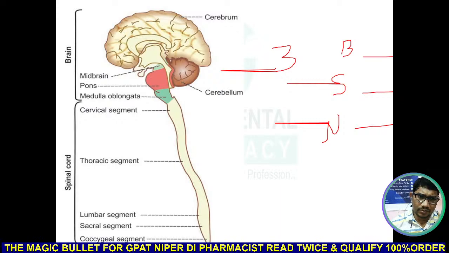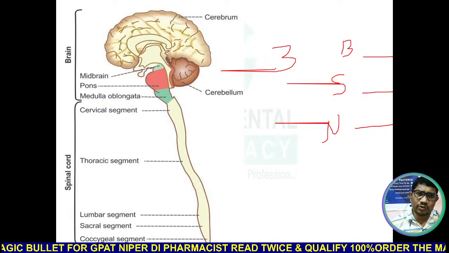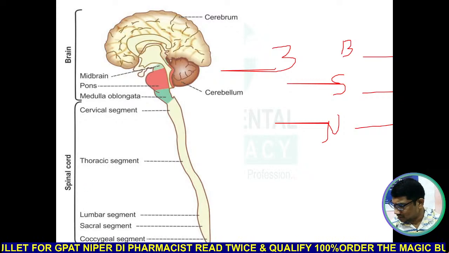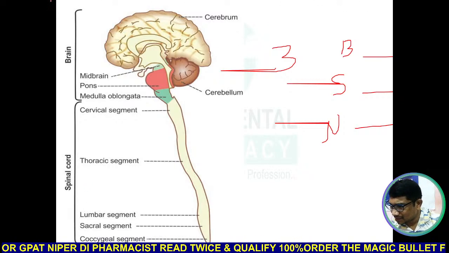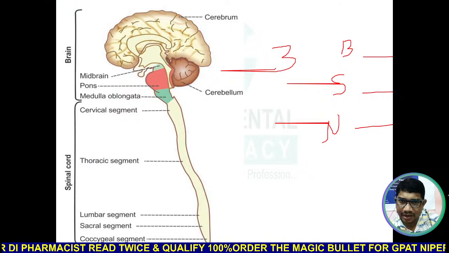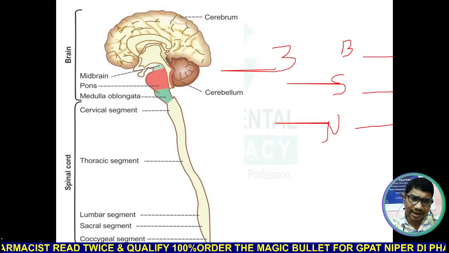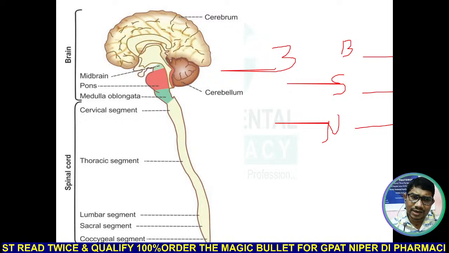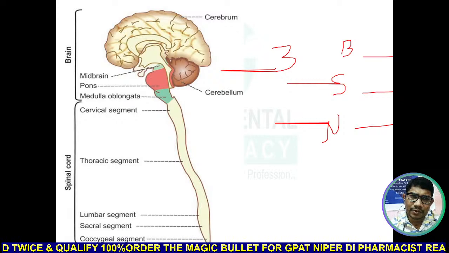Basically the nervous system has 2 parts. So your nervous system consists of 2 parts. The first part is known as the central nervous system and the second part is known as the peripheral nervous system. Okay, so what comes in the central nervous system? In the central nervous system you have brain and spinal cord.